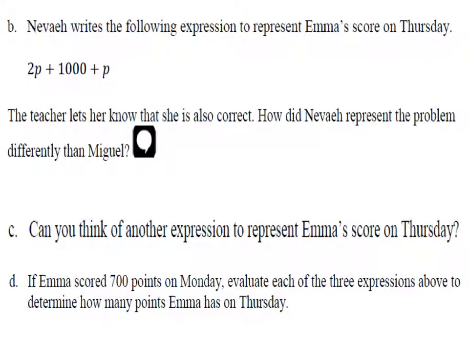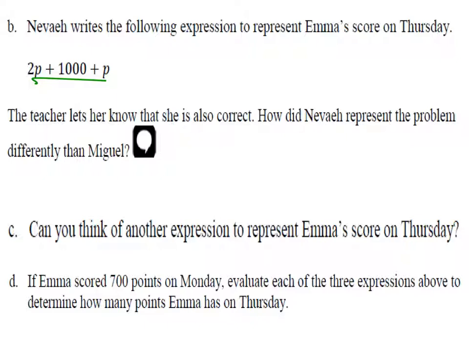Well, Nevea writes the following expression to represent Emma's score on Thursday. This person wrote 2p plus 1,000 plus p. Well, the teacher lets her know that she is also correct. How did that person represent the problem differently than Miguel?